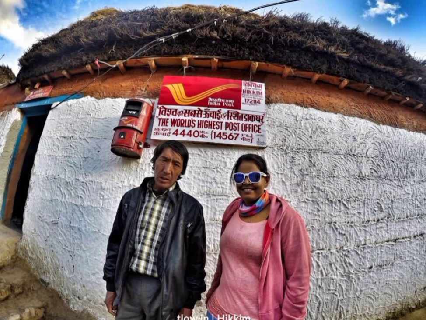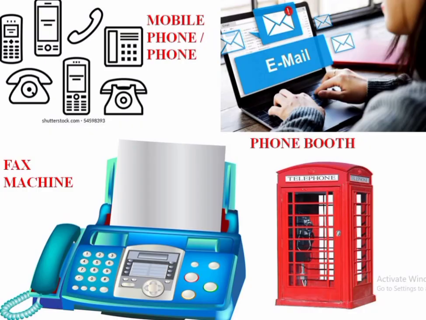Now let's move to the other means of communication. We will be talking about telecommunication, which includes the mobile phone or phone, emails, fax machine and the phone booth where the phone is kept and we can reach out to different people. Telephone or cellular phones are used to send messages instantly. We can even carry the mobile phones with us and stay in touch with our family members in any part of the world. Without mobile phones these days we cannot even imagine our life, right?